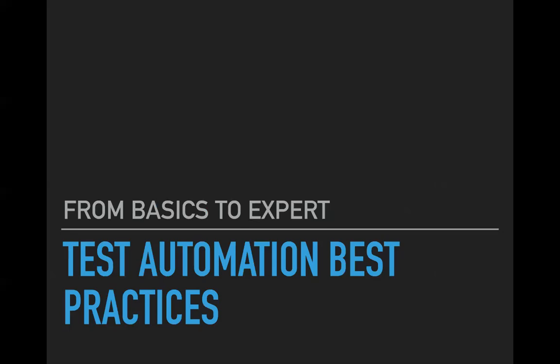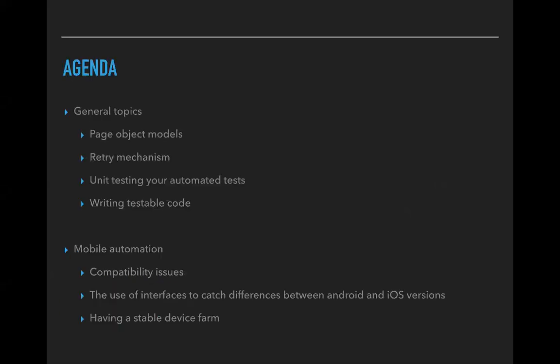So let's start. First of all, I'm going to give you guys a bit of an overview of what we're going to see today. I divided my presentation into two different subtopics: general topics and mobile automation. Of course, you also have web automation and embedded device automation. There are a lot of different topics, but we only have 30 minutes here, and I wanted to give you guys some valuable tips, so I just stuck to these topics.